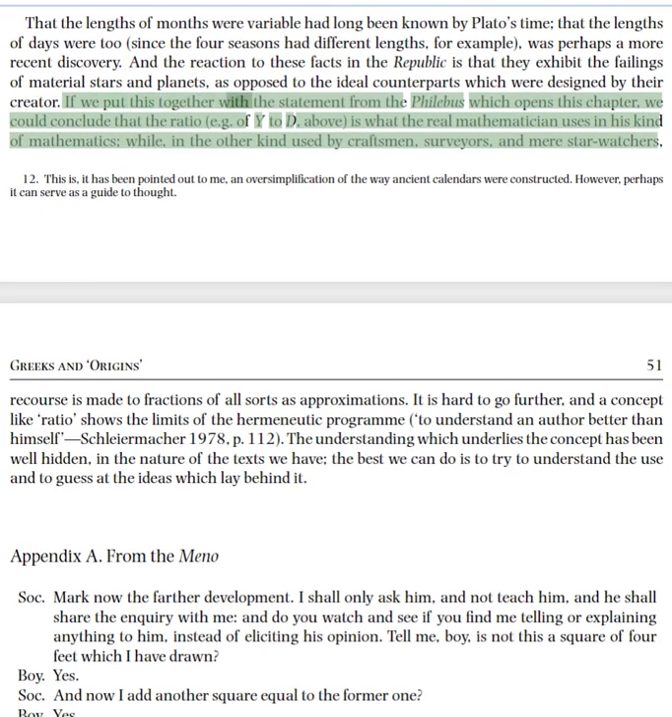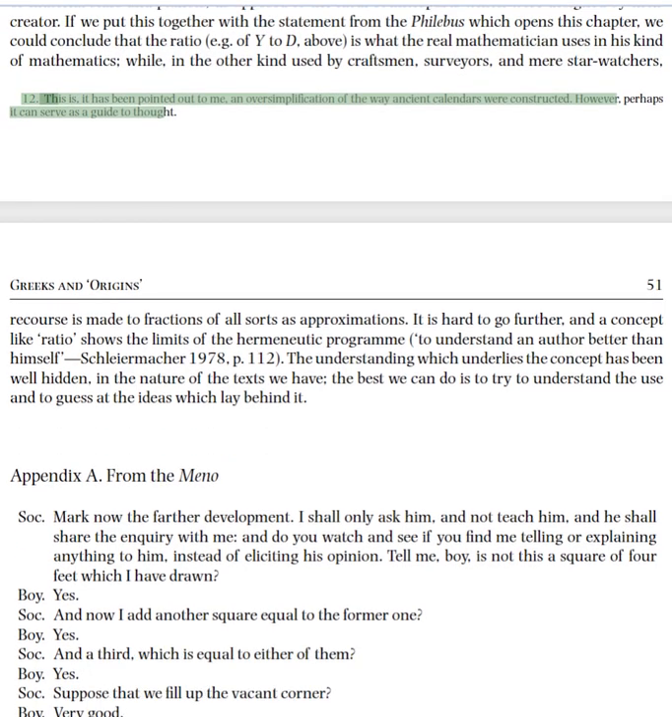If we put this together with the statement from the Philebus, which opens this chapter, we could conclude that ratio is what the real mathematician uses in his kind of mathematics, while, in the other kind used by craftsmen, surveyors, and mere star watchers, recourse is made to fractions of all sorts as approximations. This is, it has been pointed out to me, an oversimplification of the way ancient calendars were constructed. However, perhaps it can serve as a guide to thought.